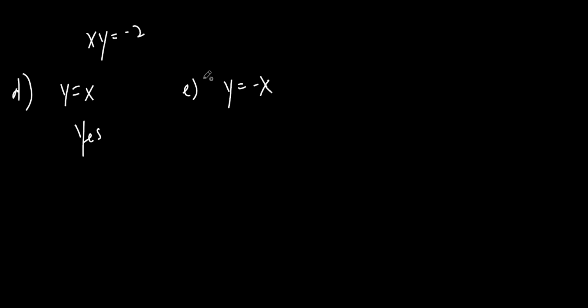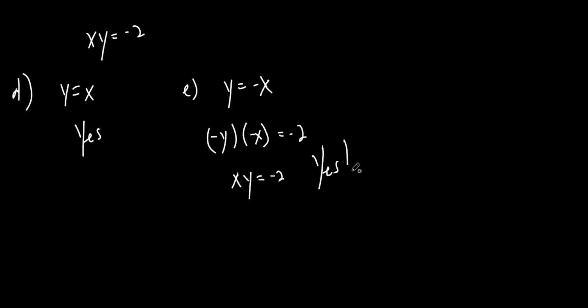Okay, is it symmetric to the line y equals negative x? Well, what are we going to do? We're going to switch them and change the signs of both of them. So technically, we're doing this. But pretty quick, you should be able to see that that's going to be the same as xy, isn't it? Negative times negative is positive. y times x is the same as x times y. Is that the same as this? Yes, it is. So, yes, it's symmetric to the line y equals negative x.